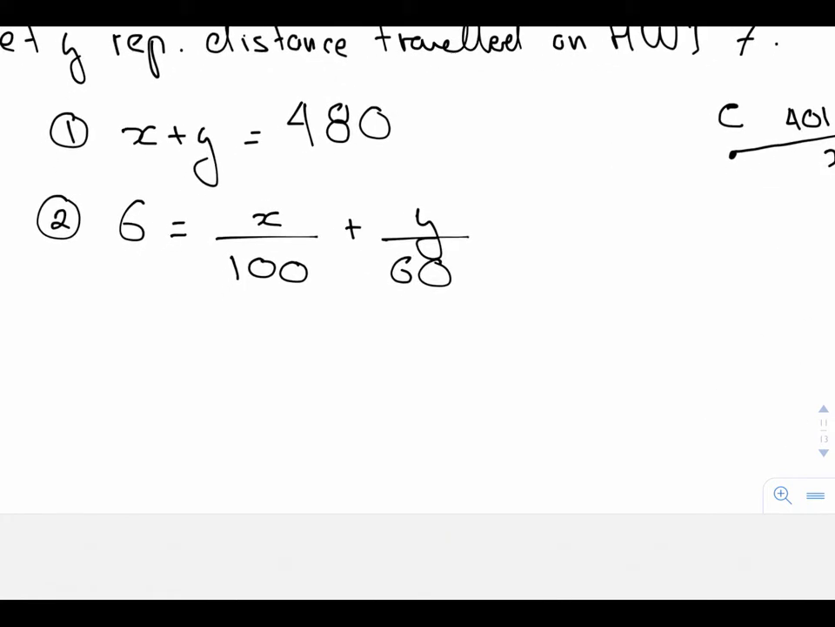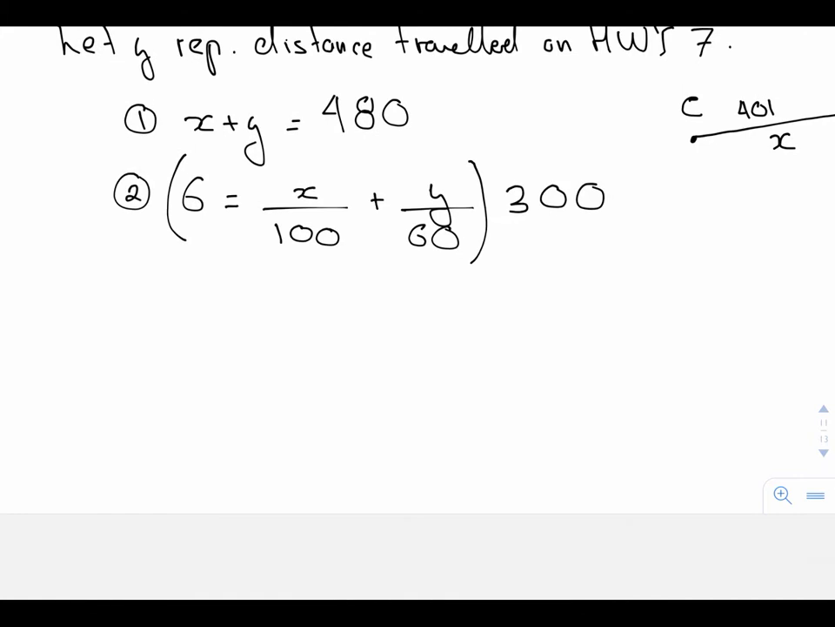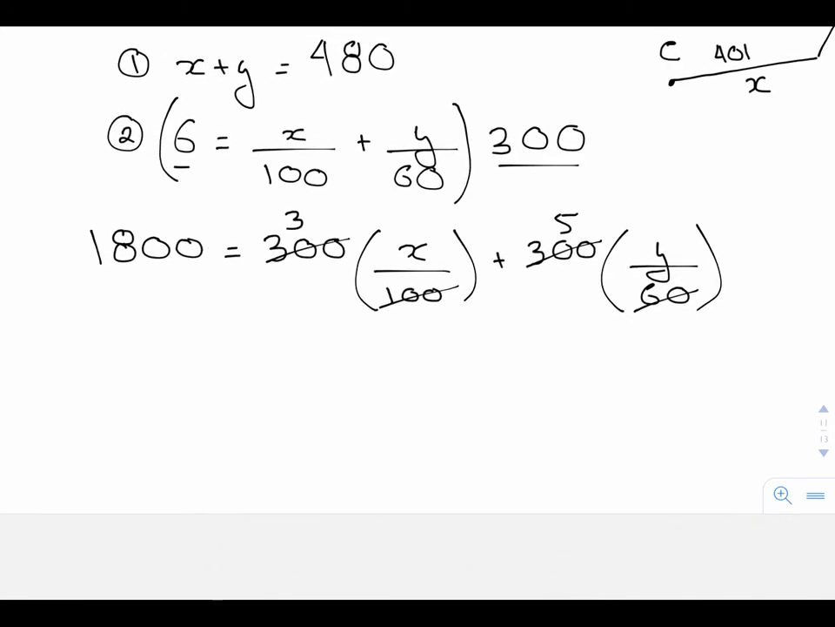So over here I have 100 and I have 60 in my denominators. I think what I'm going to do is multiply both sides by the lowest common multiple of 100 and 60, and that is 300. So that 300 will be multiplied by every single term in this bracket, and what I end up with is 300 times 6, which gives me 1800, and then 300 times x over 100 plus 300 times y over 60. This brings this down into 3. This goes into this, and I am left with 5. So what is our new equation? I have 1800 is equal to 3x plus 5y, and I have no fractions.